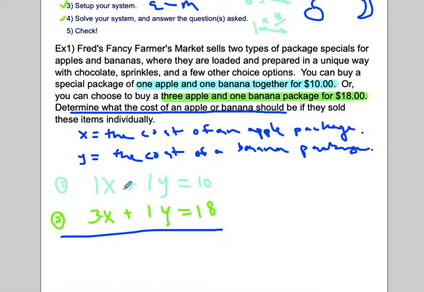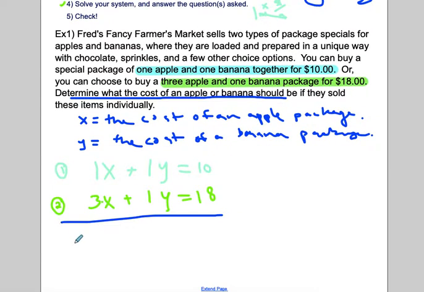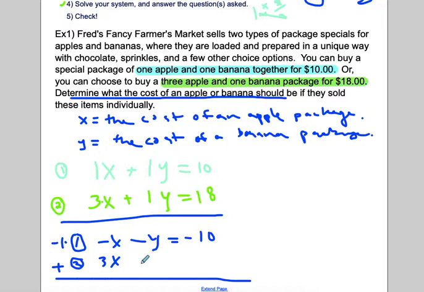So what I would do for elimination is I'm going to get rid of my y's. And I'm going to do that by multiplying equation 1 by -1. And if you're thinking ahead, if I multiply equation 1 by -1, that's going to make that negative, that negative, that negative, and my y's will drop out. So we'll have a -x, a -y, and a -10. This second equation I didn't change at all, so I'm just adding them straight up. Here we go. I got a 3x plus a 1y equals 18.